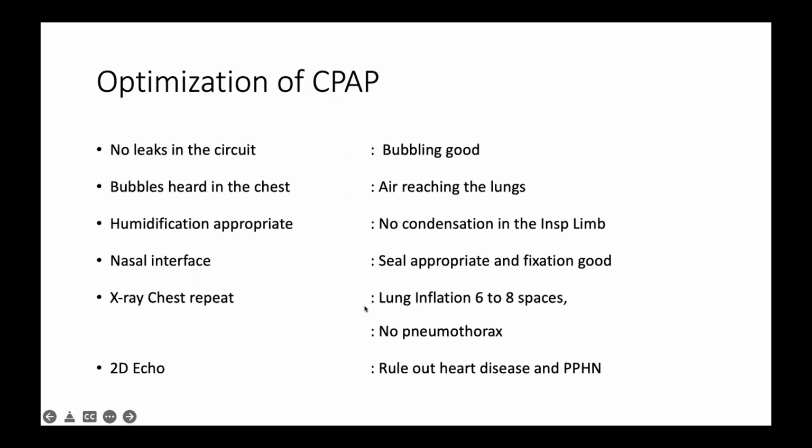Now, as I said before, before you label the baby as failed CPAP, you have to optimize CPAP. For that, you should ensure that there are no leaks in the circuit. How do you know that? The bubbles are seen in the bubble chamber. There are no leaks in the circuit. The bubble sound should be heard in the chest. Then only you can say that the pressure or the air is actually reaching the lungs.